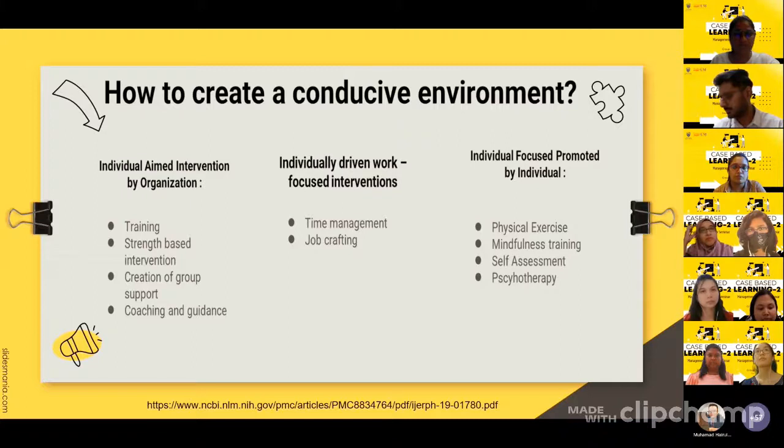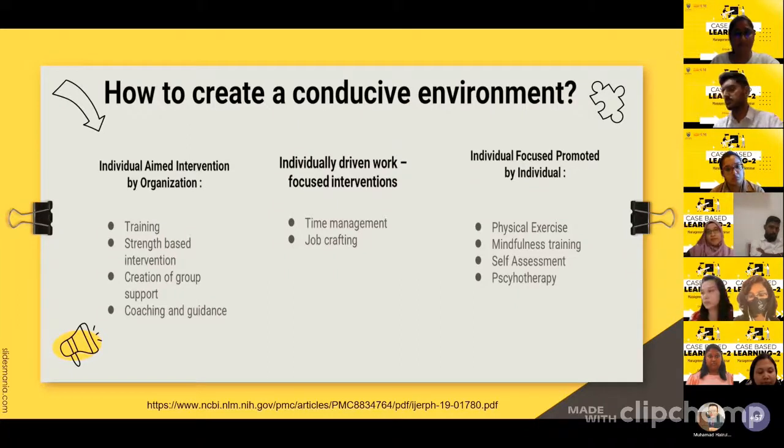The second would be individual-focused interventions promoted by the individual. These types of actions are initiated and determined by the workers themselves and are aimed at improving their emotional and physical state completely outside the work environment. This includes physical exercise, mindfulness, self-assessment, and where appropriate, psychotherapy. And the third will be individually driven work-focused interventions. These interventions are also initiated and determined by workers, but in this case, they are aimed at improving the work environment.